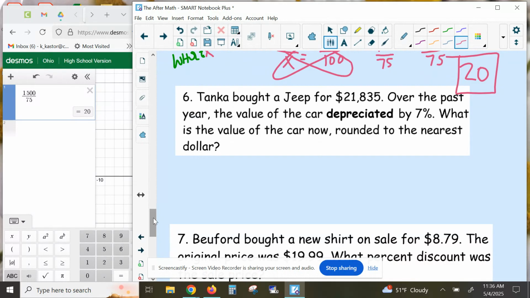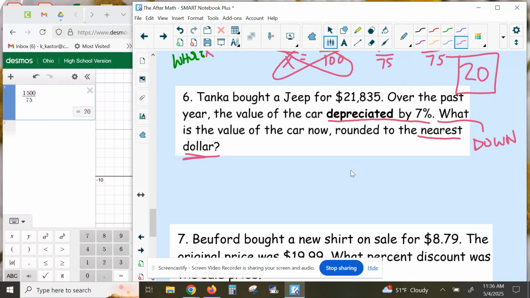Tanka bought a Jeep for $21,835. Over the past year, the value of the car depreciated by 7%. What's depreciation? That means it goes down. That's what happens when you buy a car and drive it around. It's not worth as much money anymore. So it depreciated by 7%. What is the value of the car now? Rounded to the nearest dollar. Nearest dollar. So we got to remember when we're done, we want it to the whole dollar, no change.